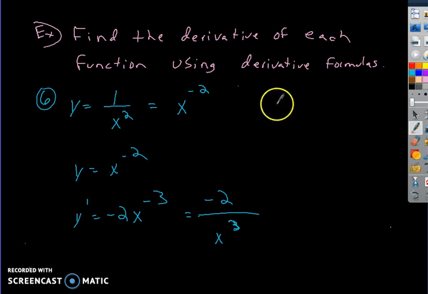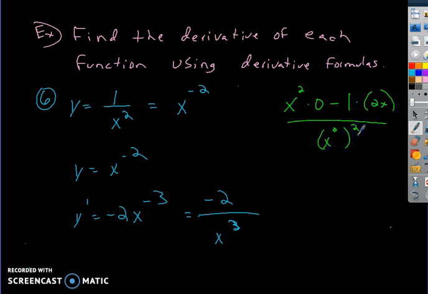The derivative would be the denominator, so x squared, times the derivative of the numerator. The derivative of 1 is 0. Subtract the numerator times the derivative of the denominator, so that's going to be 2x. And that's divided by x squared squared. So it gives you 0, subtract 2x, x squared squared is x to the fourth, and that reduces to negative 2 over x to the third.